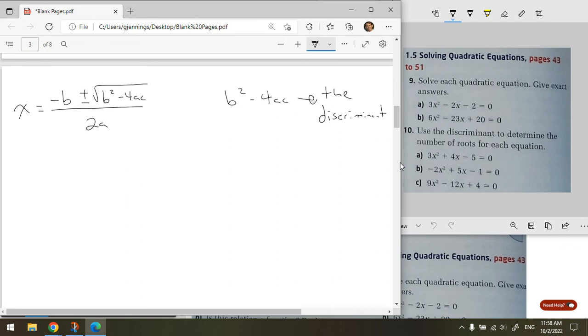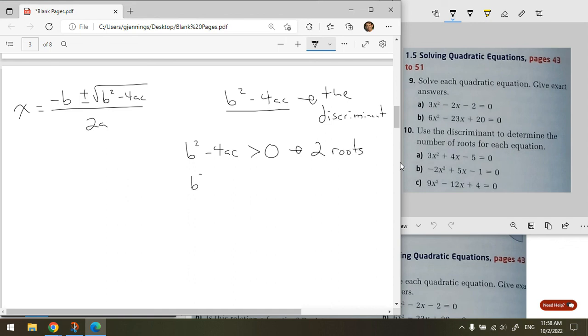What does that mean? It means that it discriminates between the following three cases. If b squared minus 4ac is some positive number greater than 0, then we have a situation with two roots.